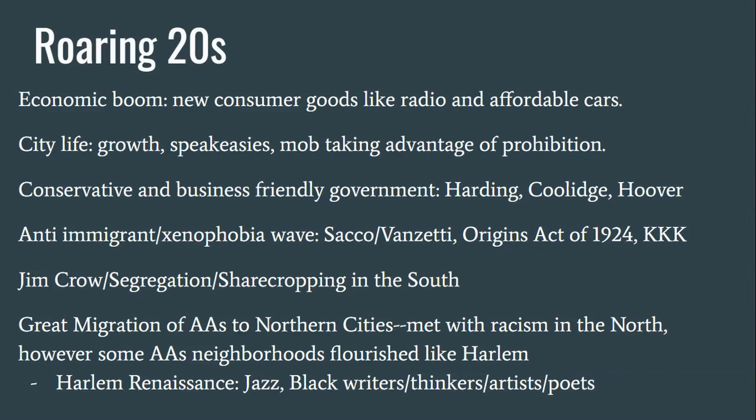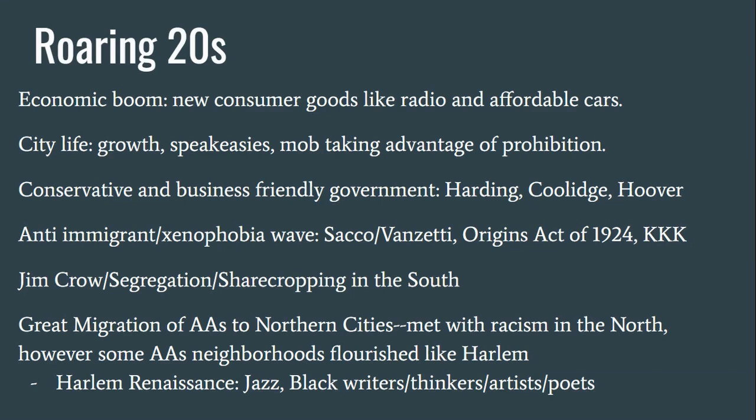The federal government was conservative and business-friendly, headed by Presidents Harding, Coolidge, and Hoover, although Hoover's time with a booming economy was very short-lived. This was also an era defined by anti-immigrant and xenophobic attitudes, as seen in the Sacco and Vanzetti case, the National Origins Act of 1924, which set quotas, and the second rise of the KKK.